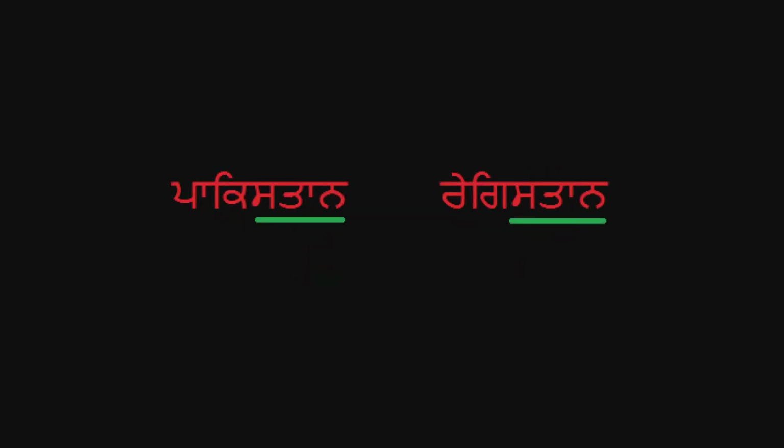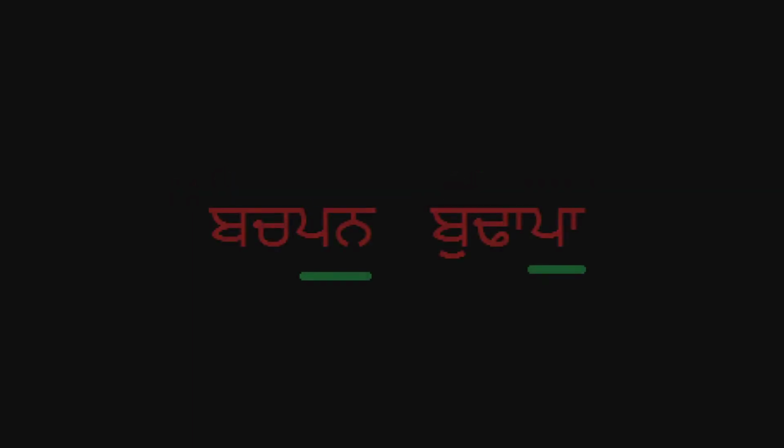Words ending in stan, istan. So for example, Pakistan, meaning Pakistan, or Registan, meaning desert. Those are also masculine. And lastly, words ending in pan and pa are masculine. And you can remember this very easily by remembering two different words. Bachpan, meaning childhood, and budapa, meaning old age. So pan and pa, just remember childhood and old age. That helps you remember. So childhood is masculine and old age is masculine. Create that kind of association in your mind.